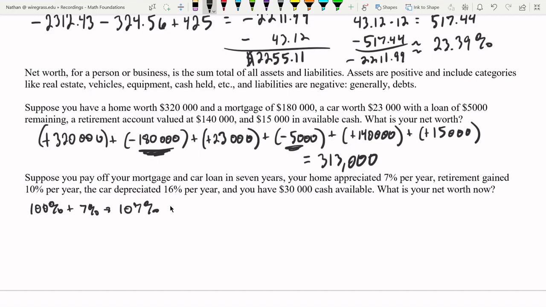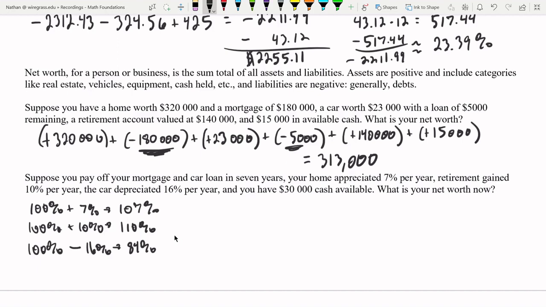The same thing works for the retirement. It's going to be 100% plus 10%. So it's going to be 110% per year every single one of these 7 years. The car depreciates, however, so it's going to be 100% minus 16%. It's going to be actually 84%. So it actually goes down in value every single year.